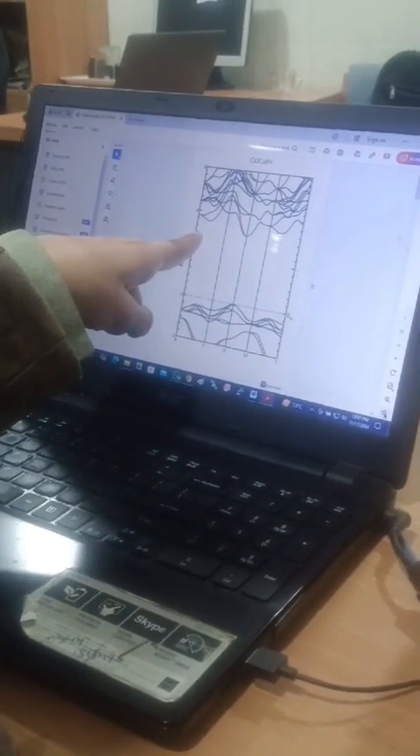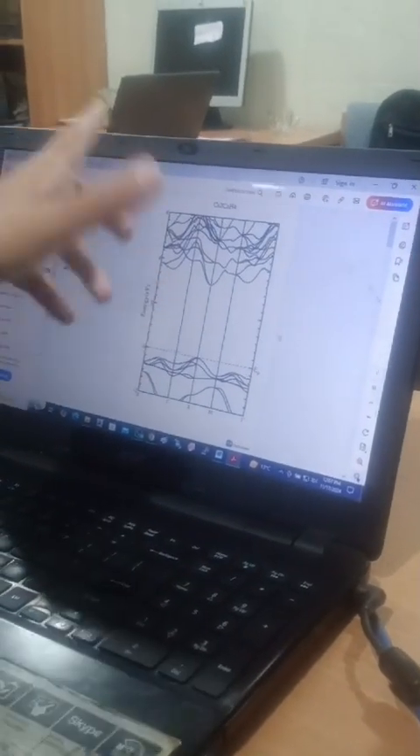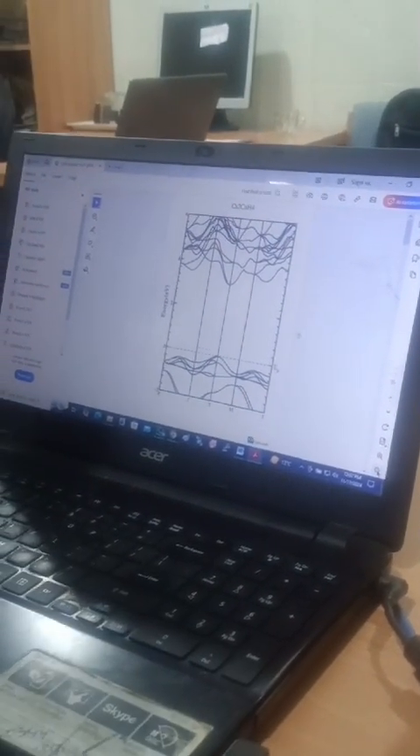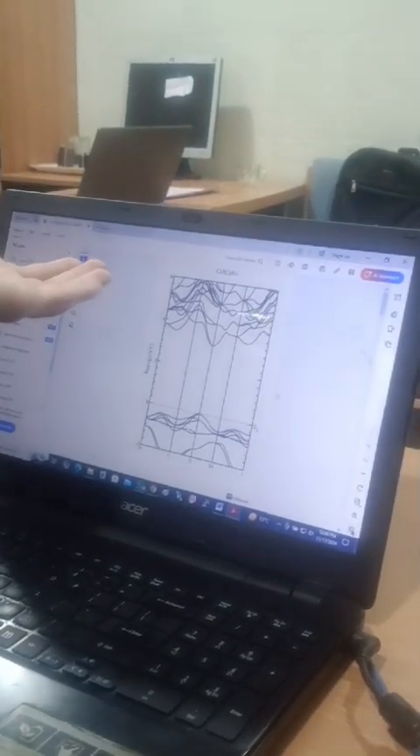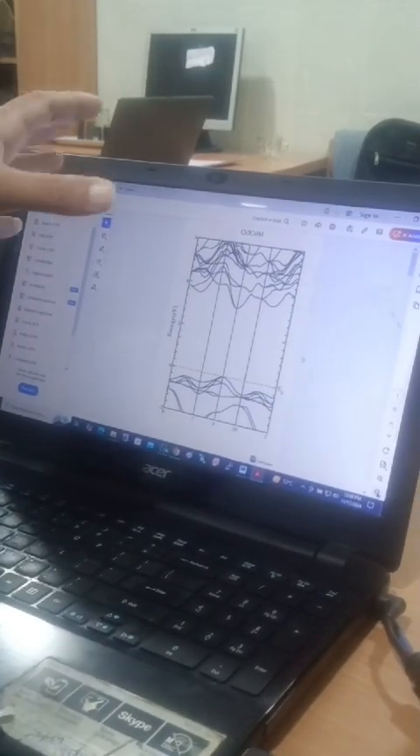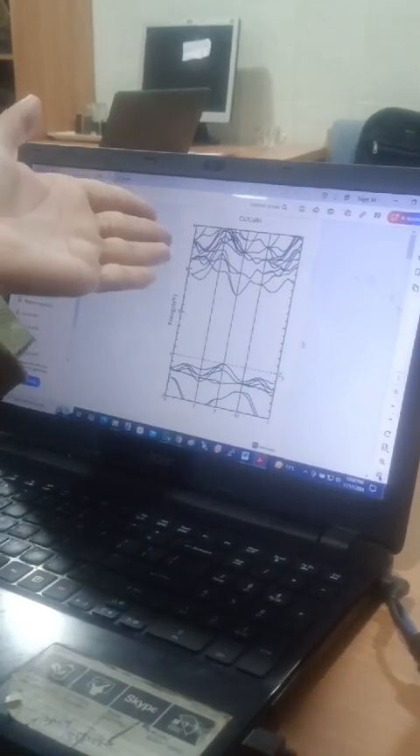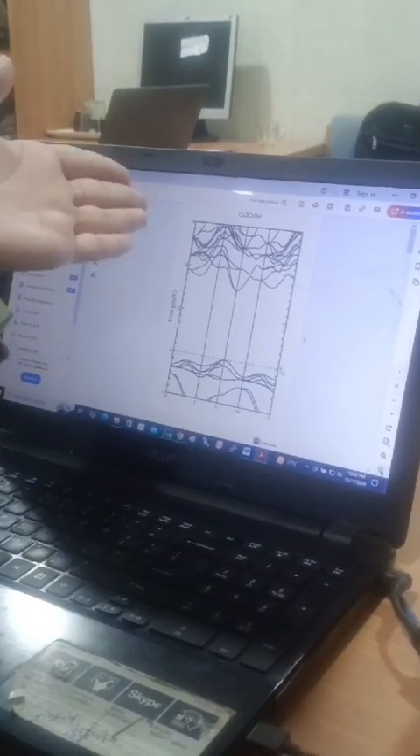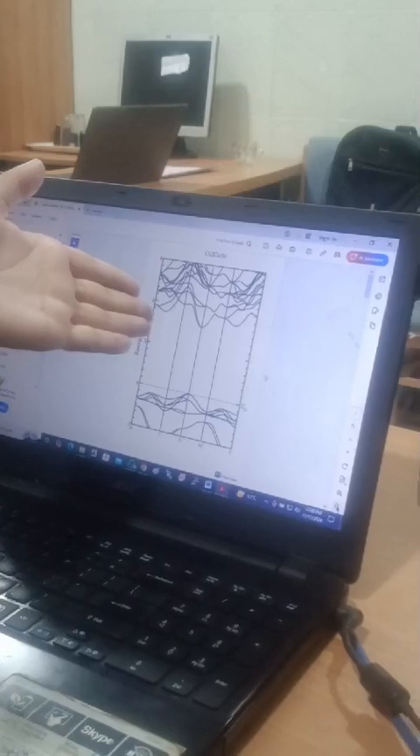So to find the energy band gap of the material at the minimum, it is about 3.3 to 3.8. So the energy band gap is about 3.8, and you can say that your material is an insulator. And sometimes, when we dope Cs2 CH3 with some impurity, this insulator or semiconductor becomes metallic or semiconducting in nature.